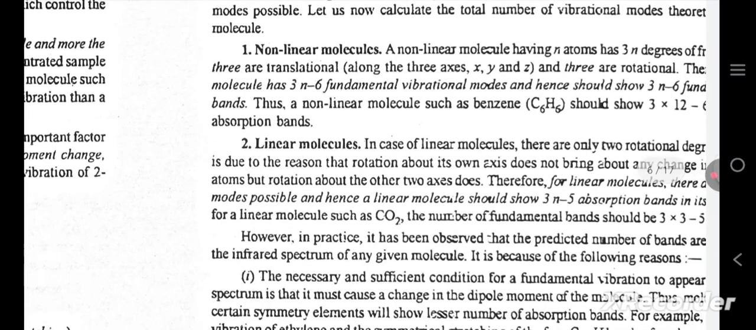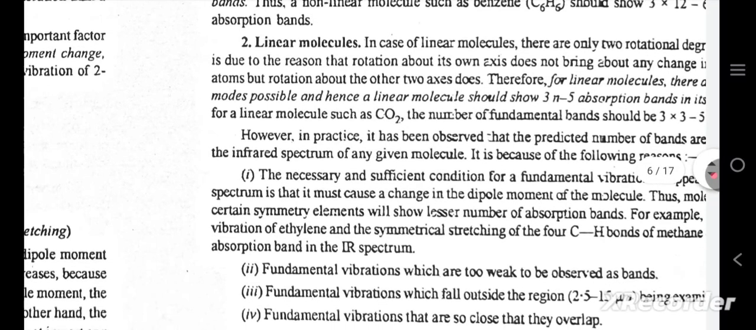Non-linear molecules. A non-linear molecule having n atoms has 3n degrees of freedom. There are three translations along the three axes x, y, z. There are three rotations. The molecule has 3n minus 6 fundamental vibrational modes and hence should show 3n minus 6 fundamental bands. Thus, a non-linear molecule such as benzene should show 30 absorption bands.